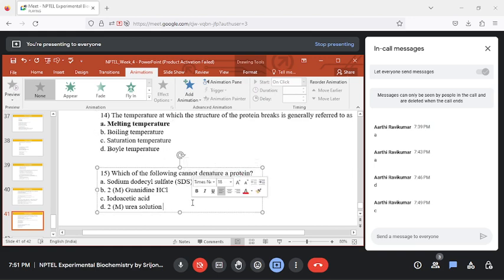And coming to the last question, which of the following cannot denature a protein? Is it sodium dodecyl sulfate? Is it guanidinium hydrochloride? Is it iodoacetic acid? Or is it the urea solution? So which of these cannot denature a protein?